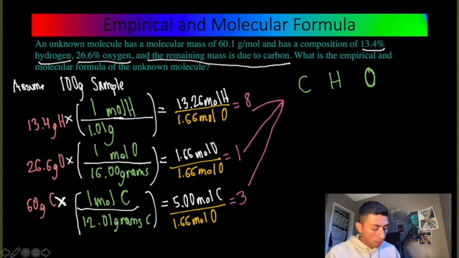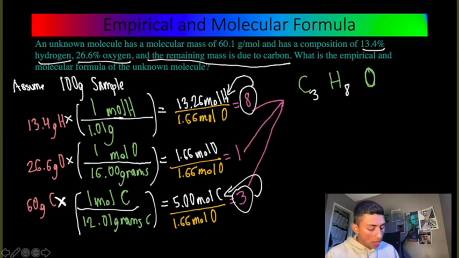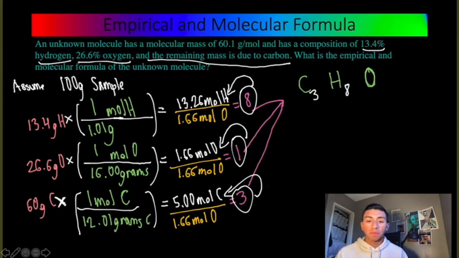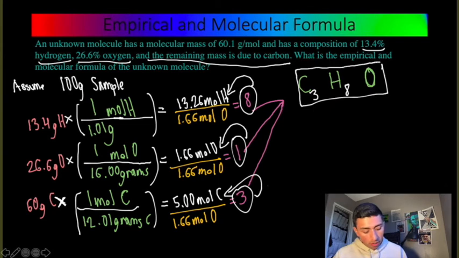So the subscript for carbon is 3. How do we know that? Remember, the 3 we obtained here was for carbon. The subscript for hydrogen is going to be 8. How do we know that? Remember, the 8 obtained here was for hydrogen, and the subscript for oxygen is 1. Whenever the subscript is 1, we just leave it blank. We don't put a subscript. But it's 1 because remember, the 1 we obtained here was for oxygen. Now that we know this, just box it in. This is your empirical formula.